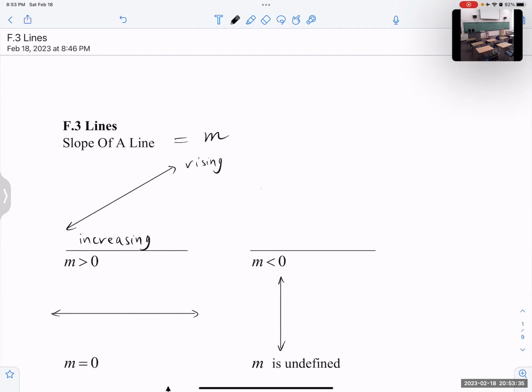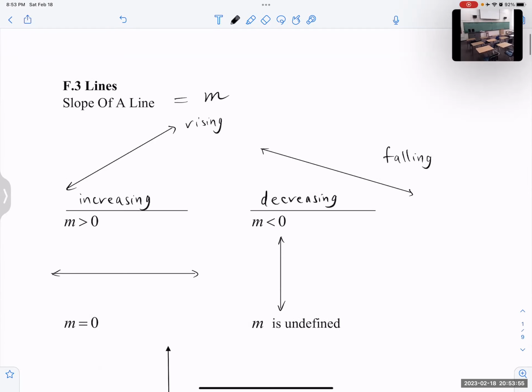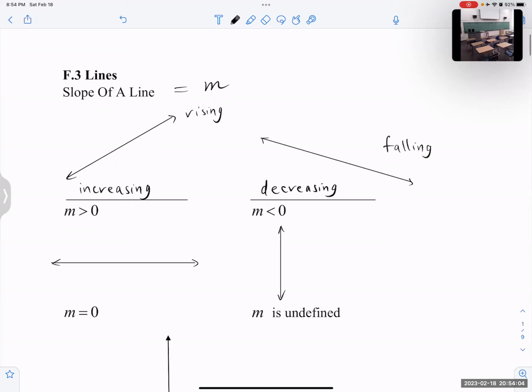If a line is falling from left to right, it is also described as being the graph of a function that is decreasing. So the function values or y values are decreasing as x increases from left to right, and the slope M is less than 0. Slope is a negative number. If the line is horizontal, then the slope is 0. If the line is vertical, then the slope is undefined.